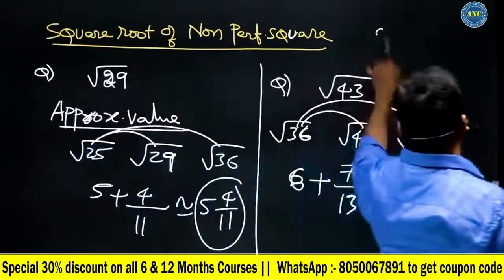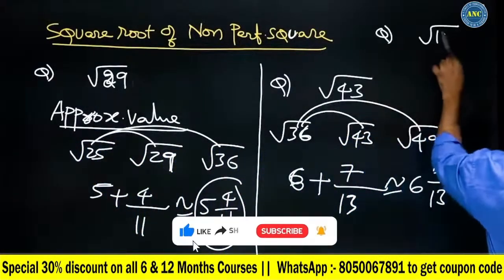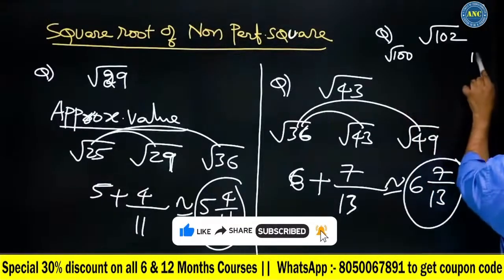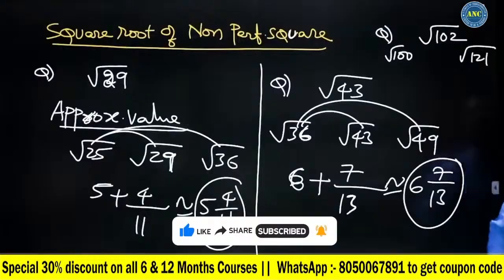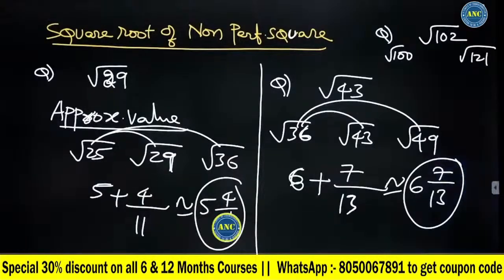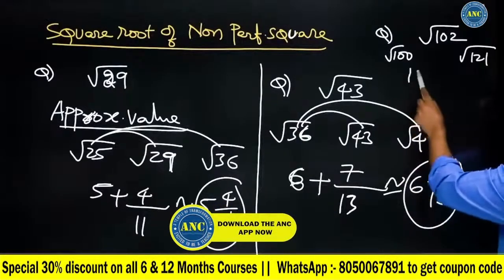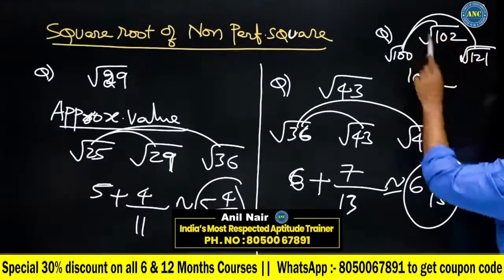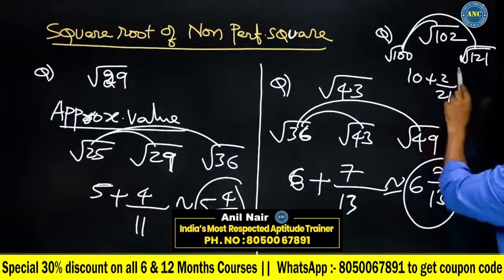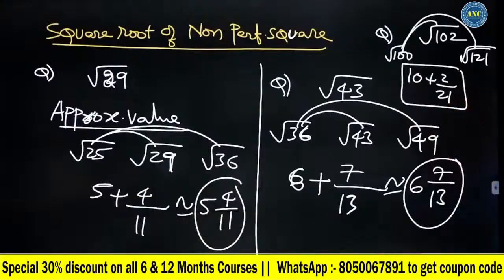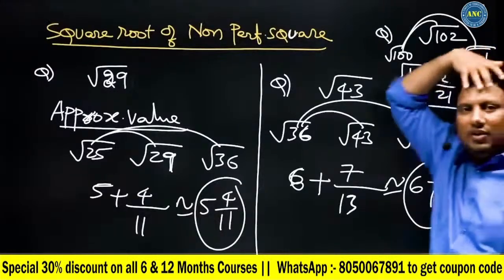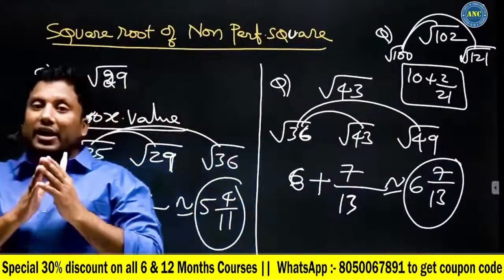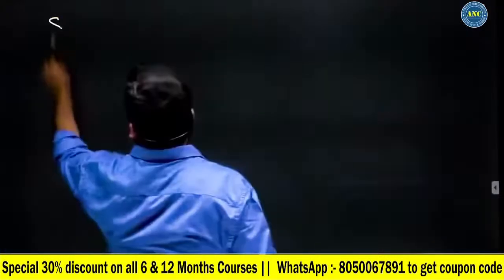Sir, can I do it with a 3-digit number? Root of 102. Root of 102 lies between root 100 and root 121. 10 squared is 100 and 11 squared is 121. 10 plus, 102 minus 100 is 2, 121 minus 100 is 21. So 10 plus 2 by 21. I hope the idea is very clear. Kindly reply in the live chat if the concept is clear.